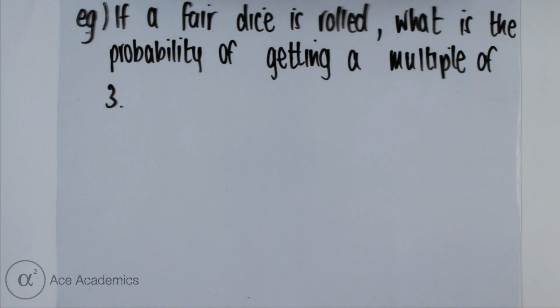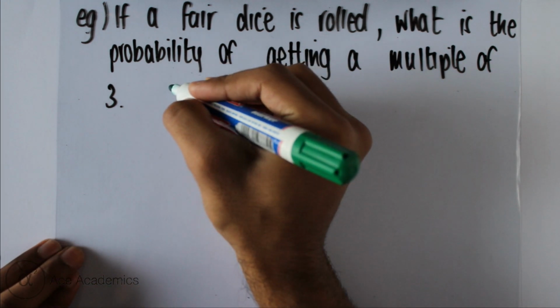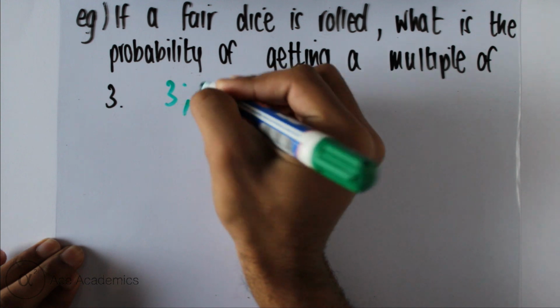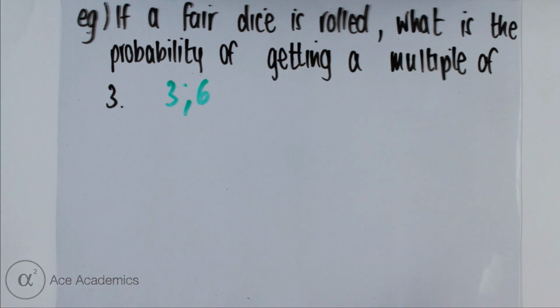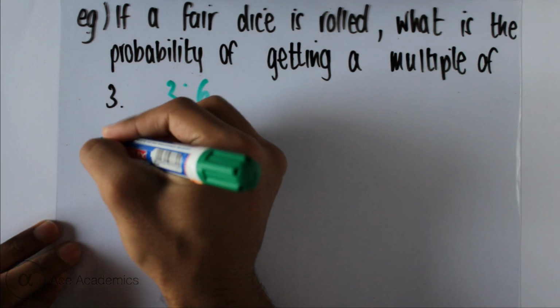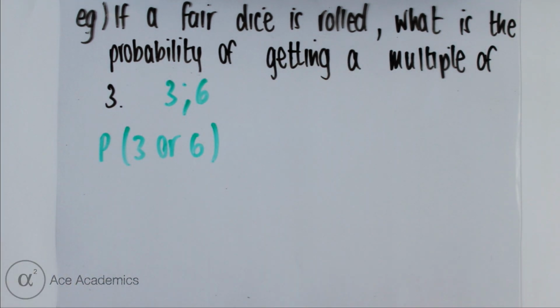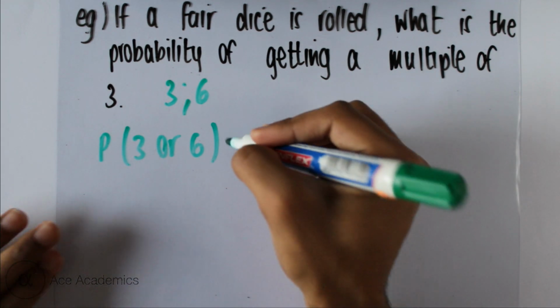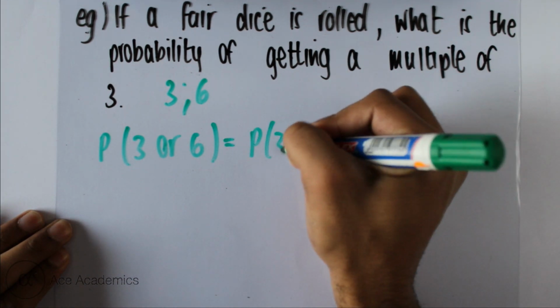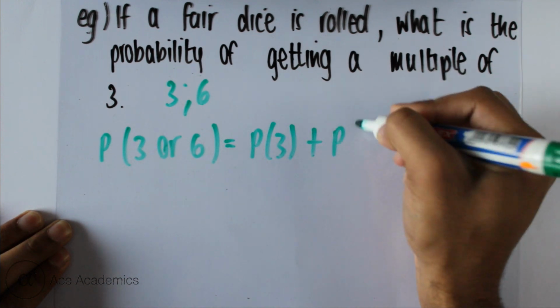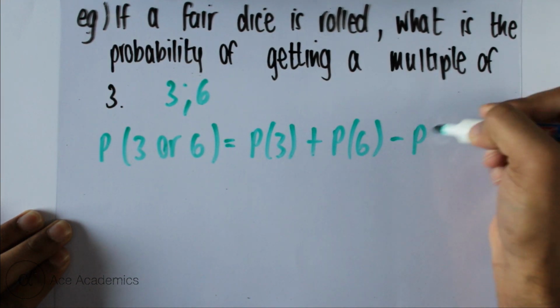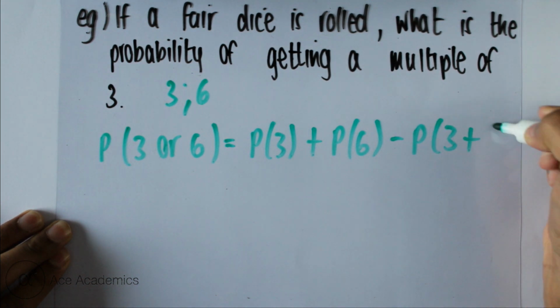The next example reads, if a fair dice is rolled, what is the probability of getting a multiple of 3? Now, the first thing is to identify that multiples of 3 in a dice is obviously just 3 and 6. So we're looking to get the probability of a 3 or a 6. It's best to find this using the addition rule again. So the probability of a 3 or 6 is the probability of 3 plus the probability of 6 minus the probability of a 3 and a 6.